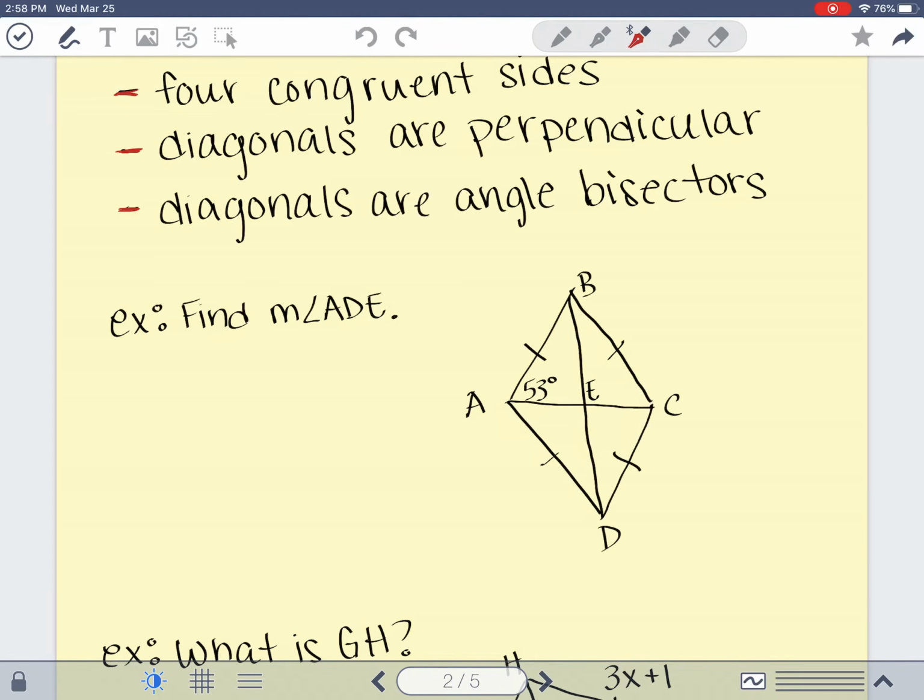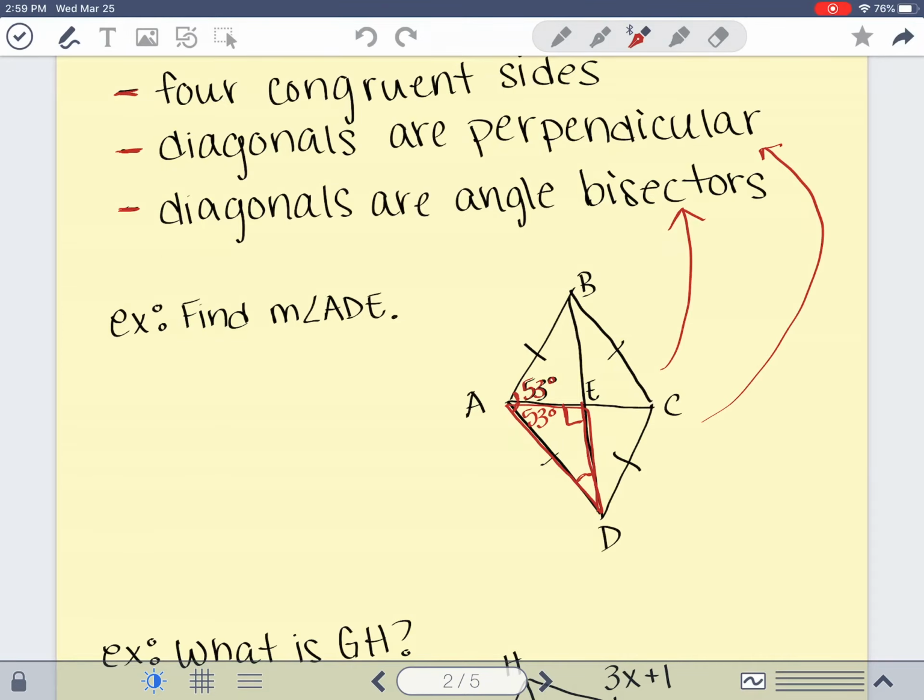In our first example, it says find the measure of angle ADE. Angle ADE is this angle right here. The only angle that we are given is this 53 degrees. Now, if we look at the very last property we talked about, the diagonals are angle bisectors. If this angle is 53 degrees, that means this angle is going to be 53 degrees. That helps us a little bit. We also know that right here is 90 degrees because the diagonals are perpendicular to one another.